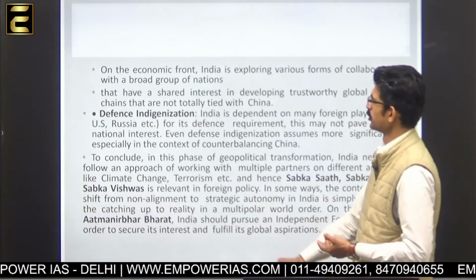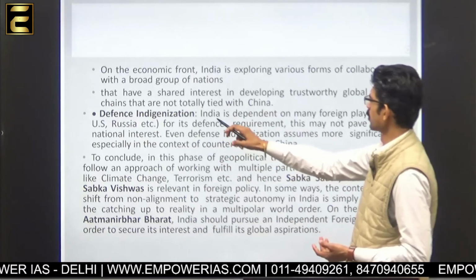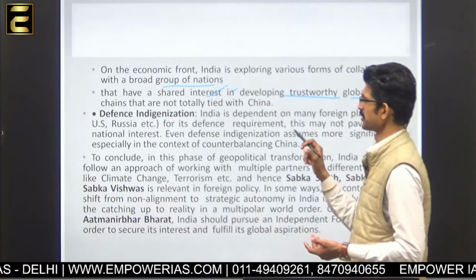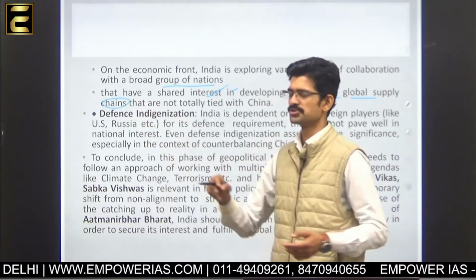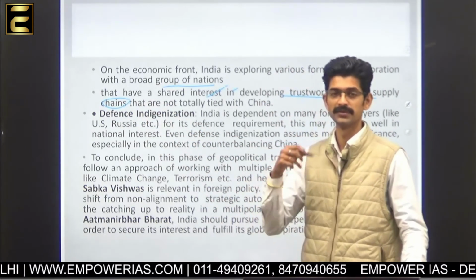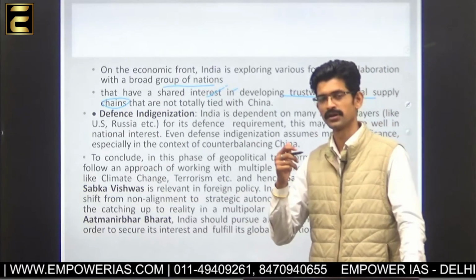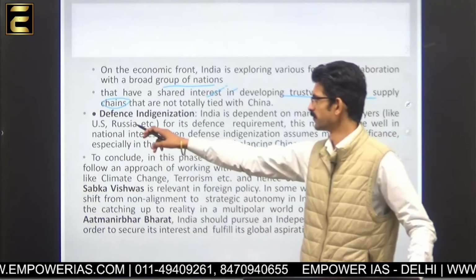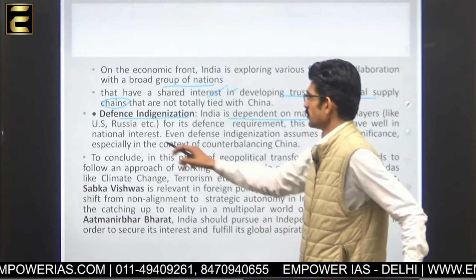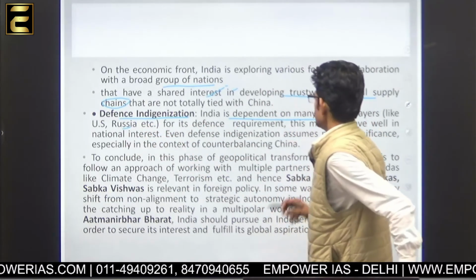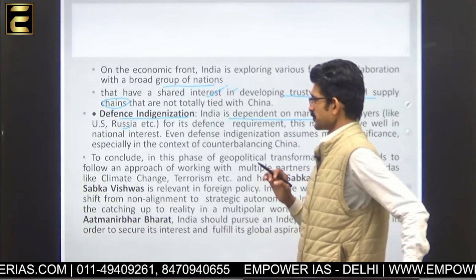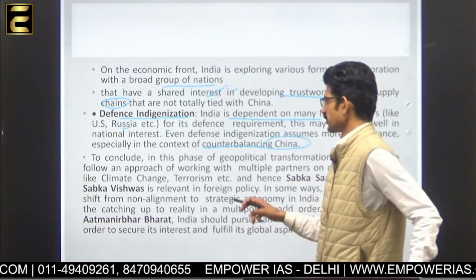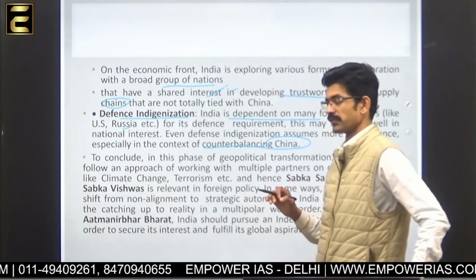Now, on the economic front, India is exploring a broader group of nations that can support India's interest and trustworthy global supply chain leadership. So in the pandemic situation, we also saw that many nations came forward to help India in terms of technology and providing goods. Further, defense indigenization: India's dependence on US and Russia is again not supportive of India at that level. So India needs to counterbalance China again in terms of technology and various software sectors.